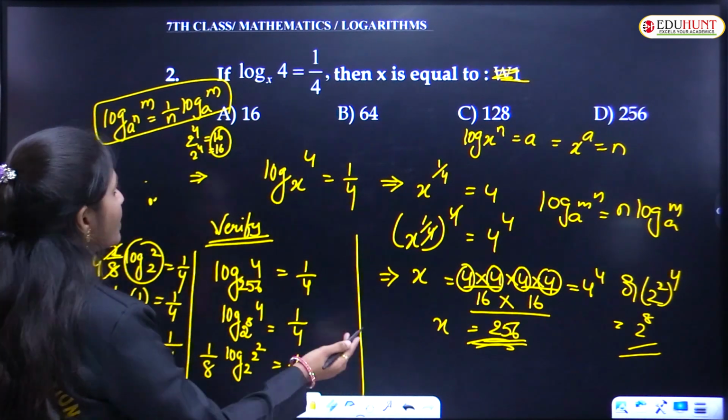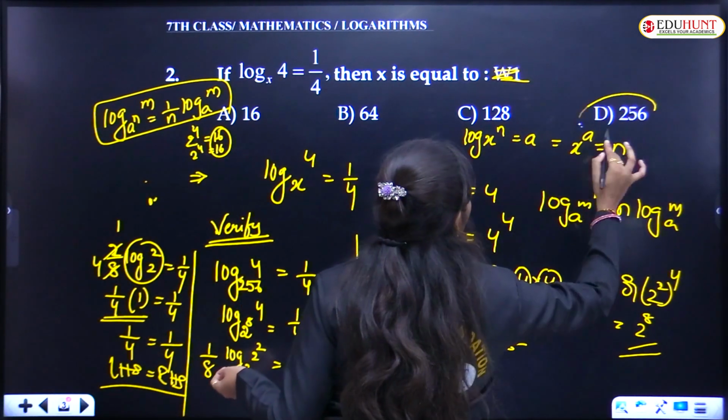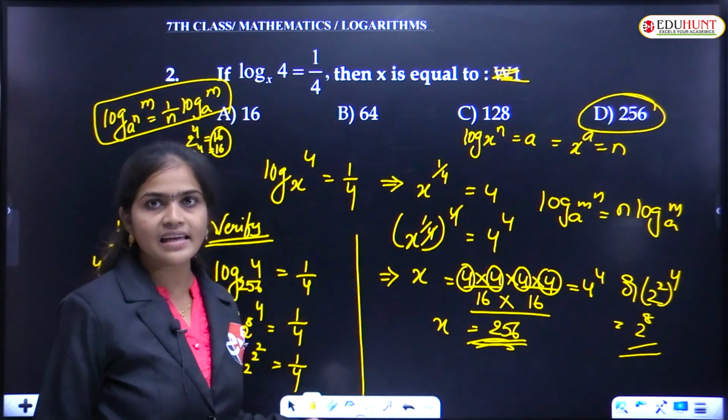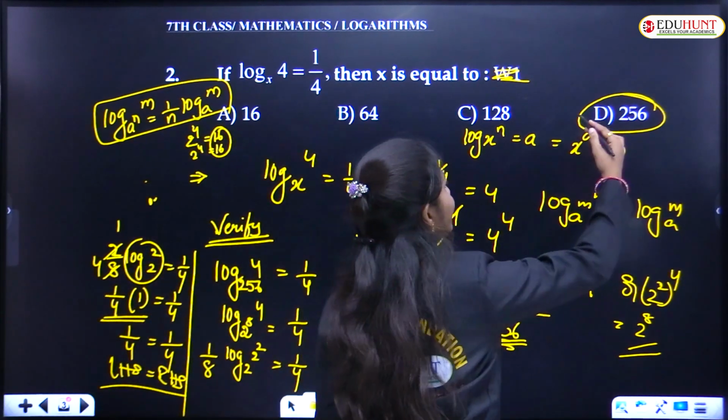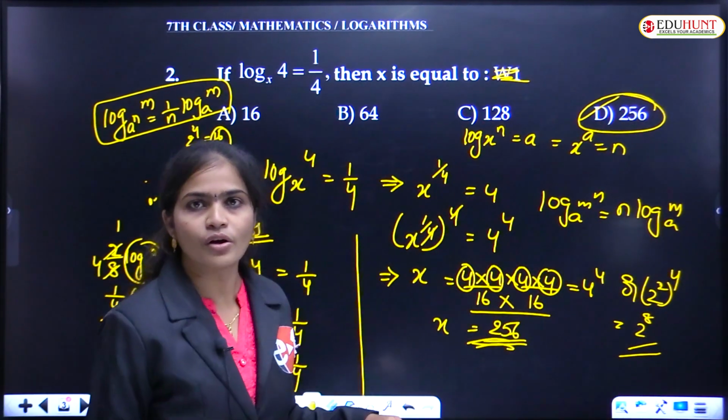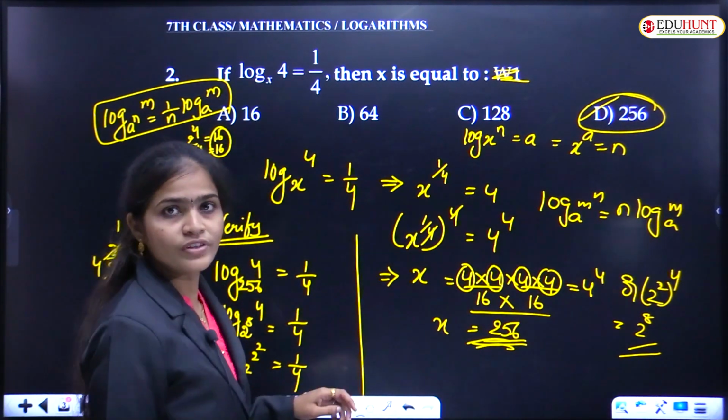So what is the answer? x is equal to 256. Which option is correct here? Yes, option D is correct. Okay, let us go for the next question.